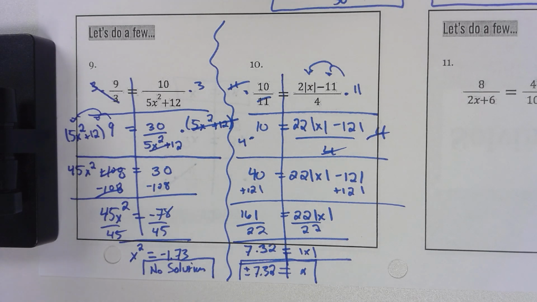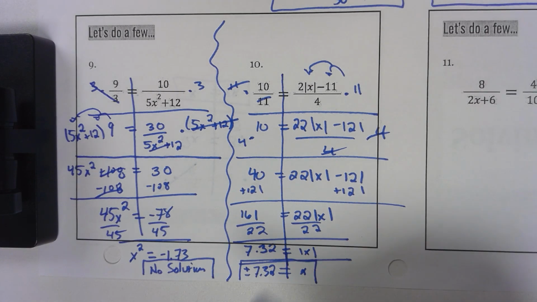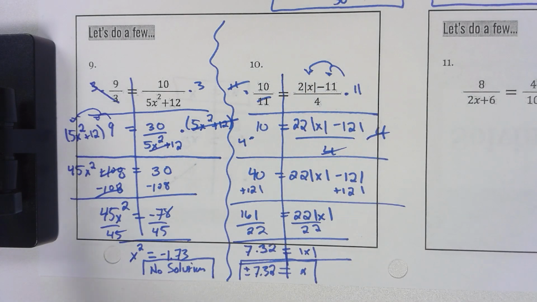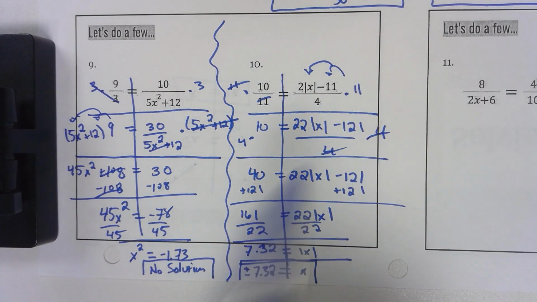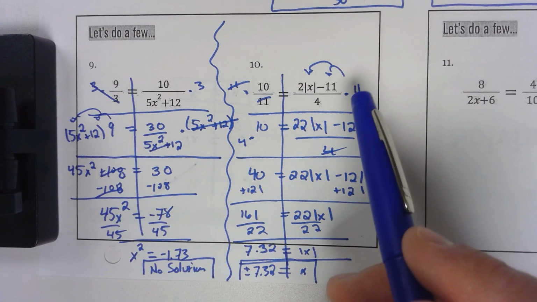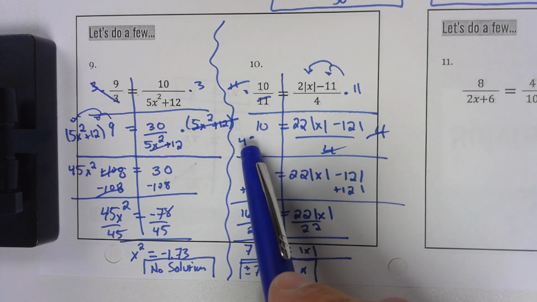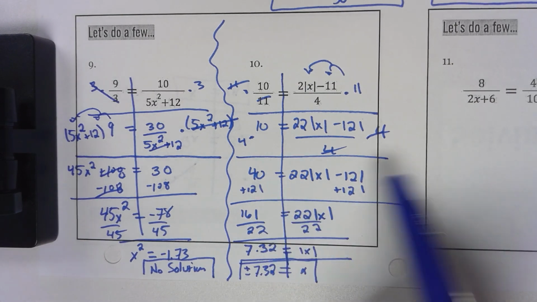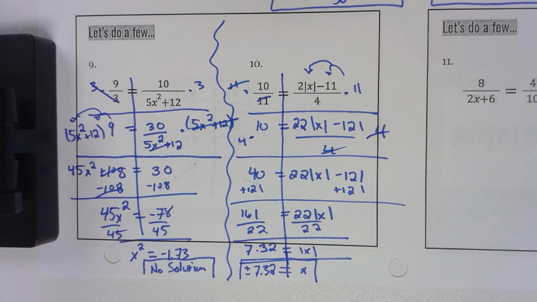All right, number 10. This time I started by getting rid of the dividing by 11, so multiplying both sides by 11. That makes the right side 22 absolute value of x minus 121. Again, that needs to distribute there. Then I want to get rid of the dividing by 4 by multiplying both sides by 4. So that makes the left side 40, and now it equals that 22 absolute value of x minus 121.